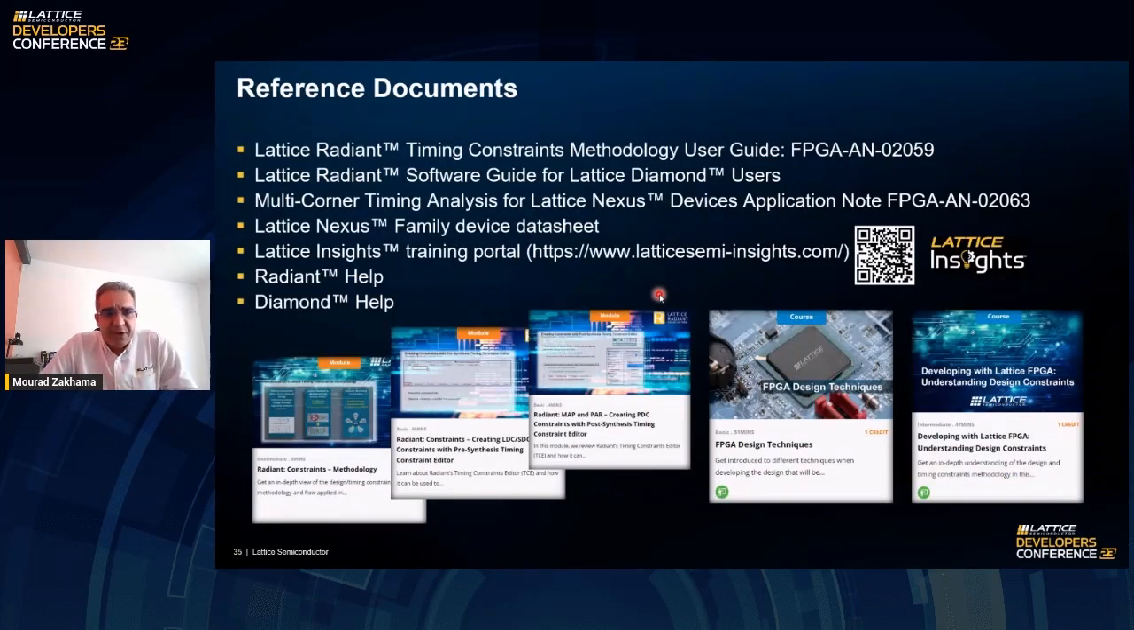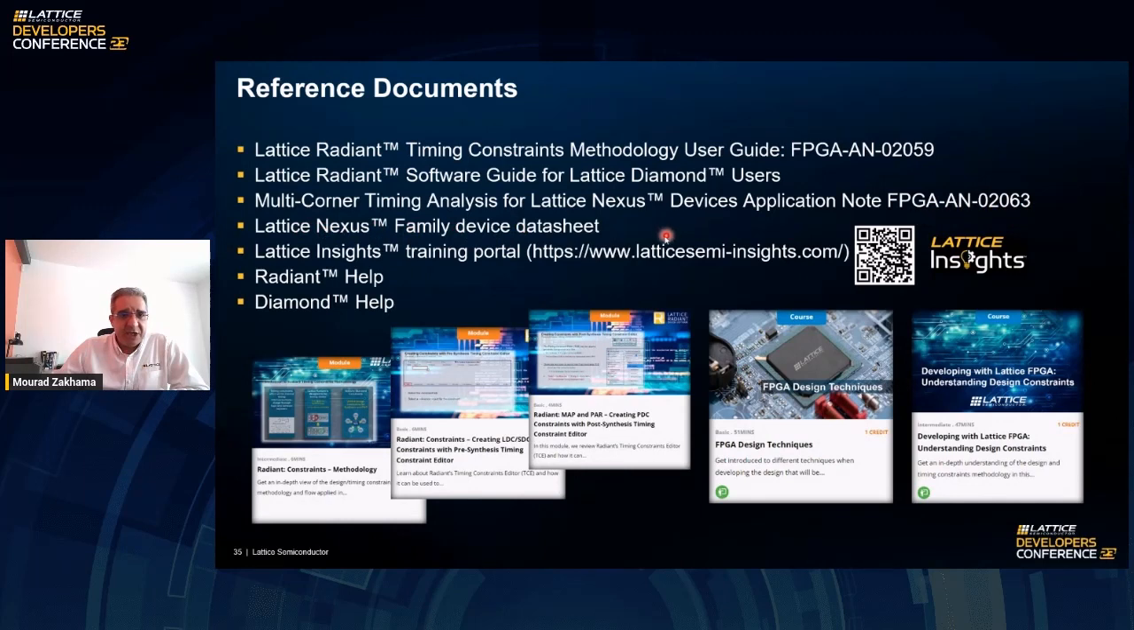In terms of reference documents, there are multiple available, including training from the Lattice Insights, where you can register for free. You can scan the QR code to connect to the website. There's also the timing constraint methodology user guide, an application note that is available on the Lattice website. The software guide for Lattice Diamond users has some timing related information. Multi-clock timing analysis is also covered in technical note, or application note, 2063.